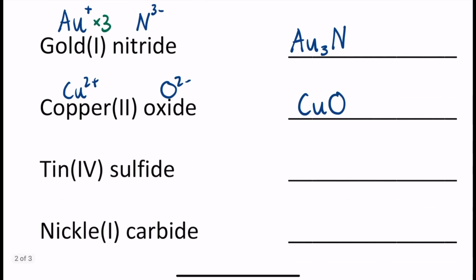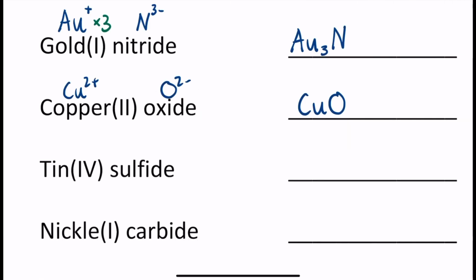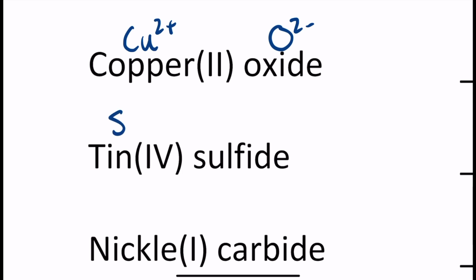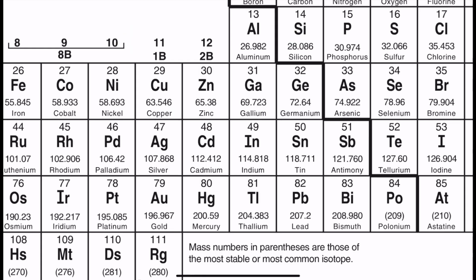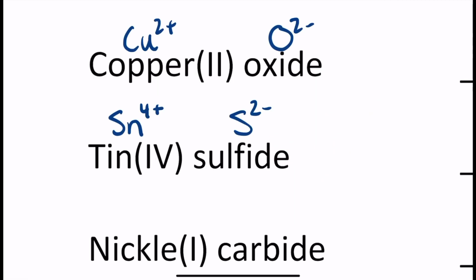All right, next example here, we have tin 4 sulfide. Tin is over here. It is Sn. Kind of an interesting symbol there, probably based on the Latin word. This is Sn with a 4 plus charge. Sulfide is S2 minus. I think it's over here. You can see it gains 2 electrons when it ionizes since it's in group 6A.